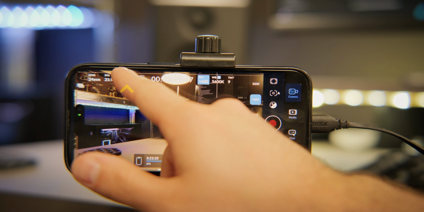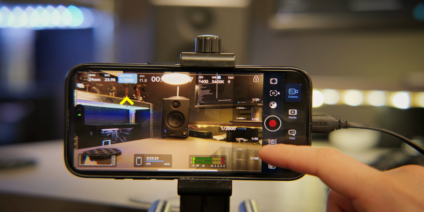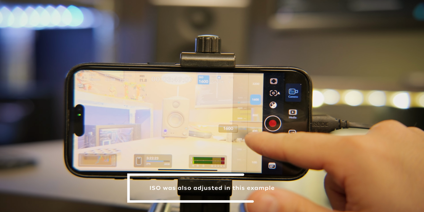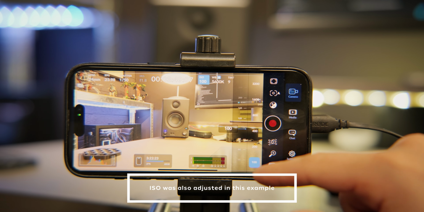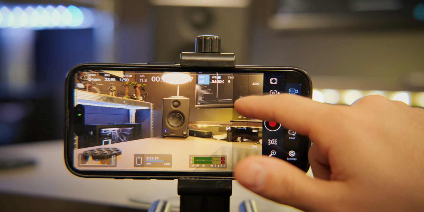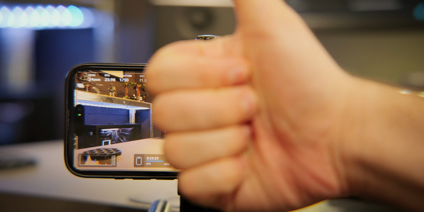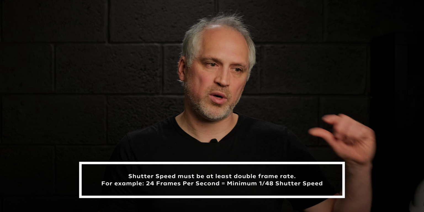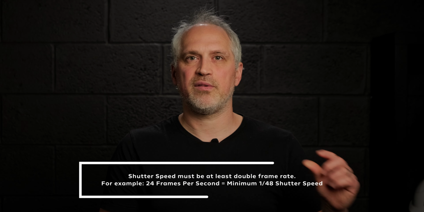Now, because you're probably shooting at 24 frames a second, the rule is that your shutter speed needs to be a minimum of double your frame rate. So that means that for a frame rate of 24 frames per second, your shutter speed needs to be a minimum of 1/48th of a second. Effectively, the number at the bottom has to be a minimum of twice the number of your frame rate.